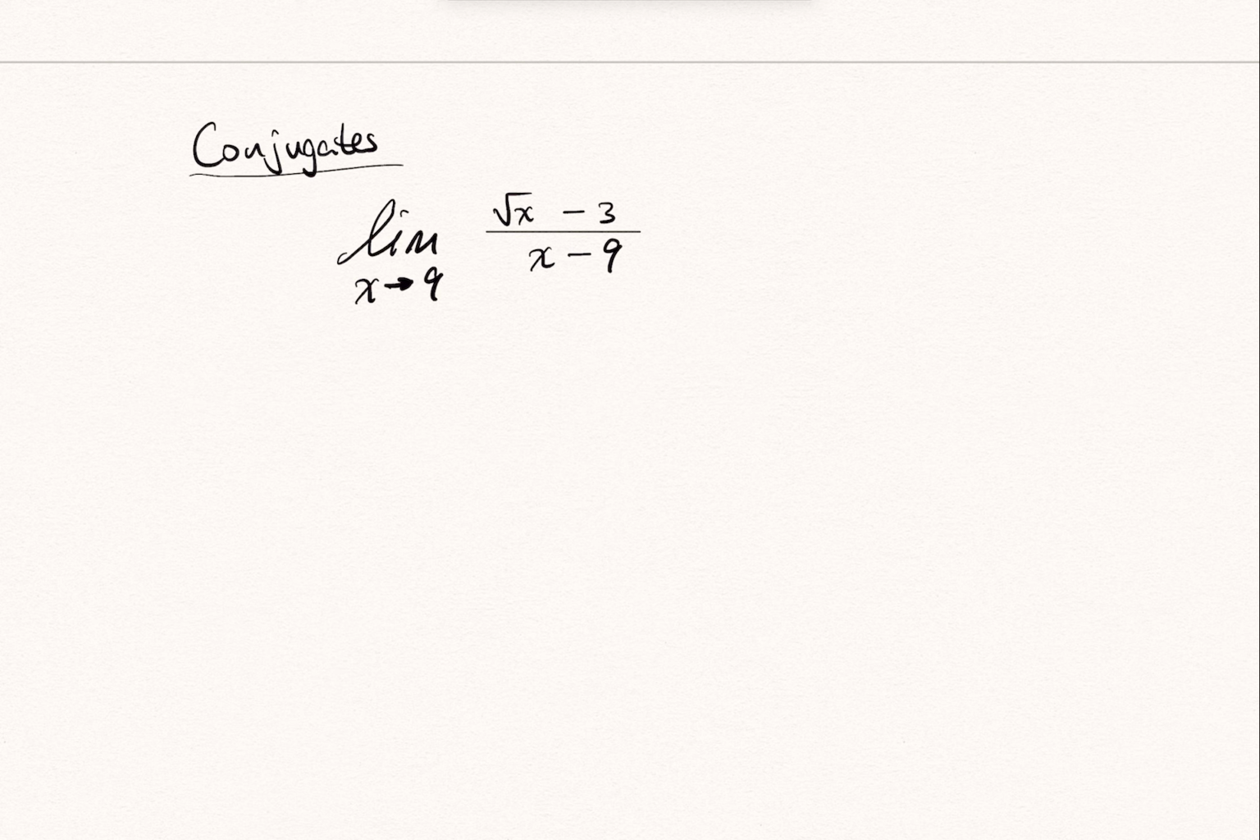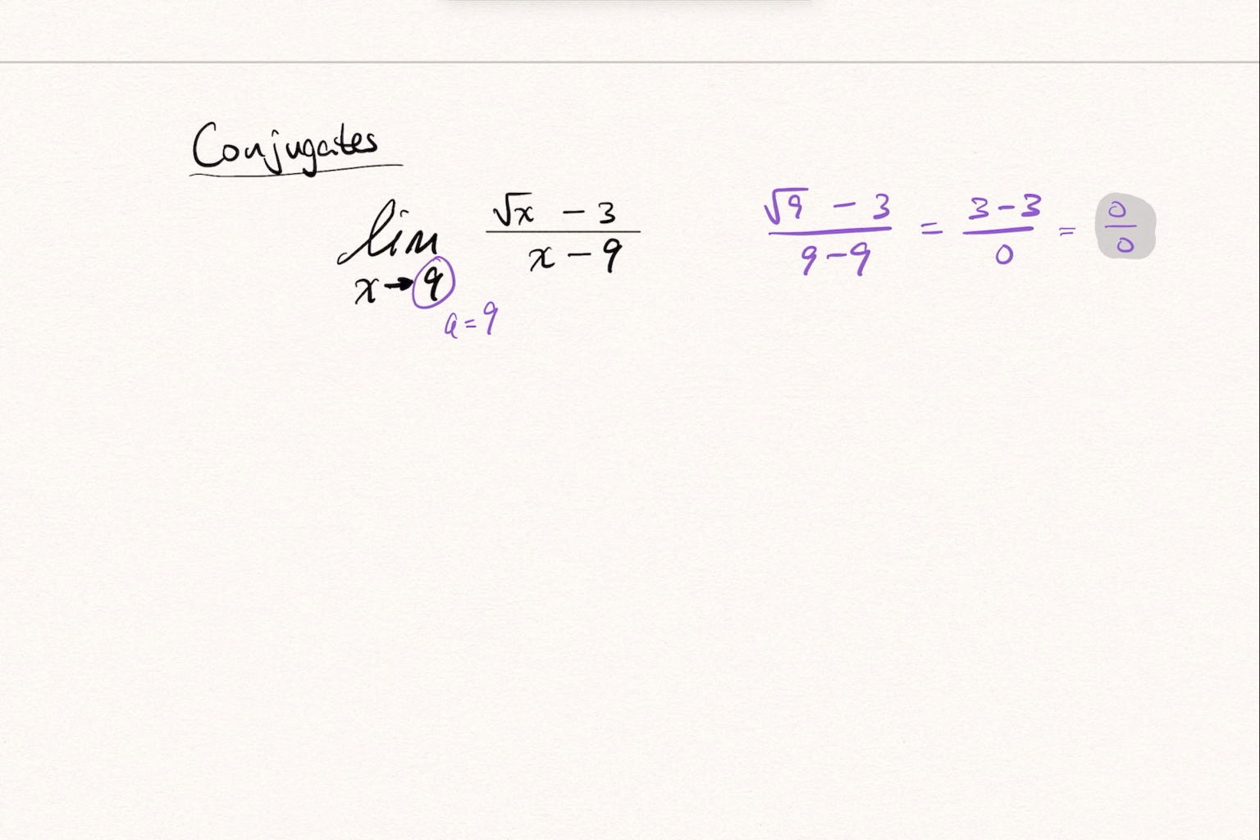As with any limit, the first thing we're going to do is plug in x equals a. So we're just going to see what happens if we plug in x equals 9. On the numerator we get 3 minus 3, and the denominator we get 0. This is again 0 over 0. This 0 over 0 structure, again, there are a few techniques we could use, factor and cancel. In this case, we'll use conjugates to eliminate the square root.